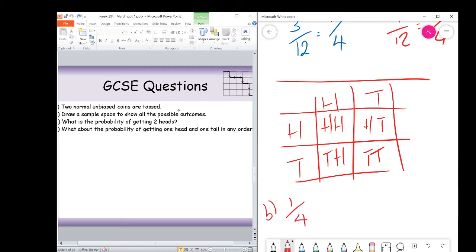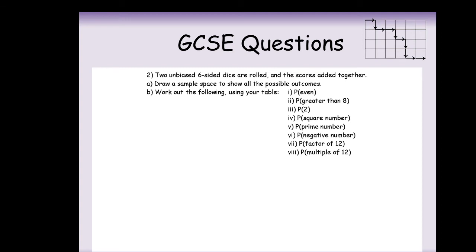So that was part B, that's part A. What's the probability of getting 1 head and 1 tail in any order? So it could be that one, it could be that one. So for part C, it's 2/4, or again, you can simplify it down to a half. So hopefully you got that one right. So next question. Question 2. Pause it, have a go.